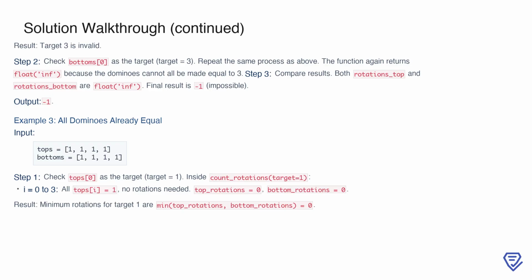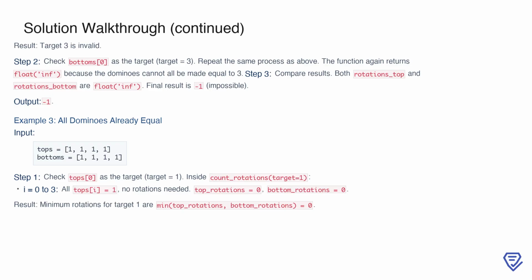At this point, both target candidates have failed, with results of float inf for both rotations_top and rotations_bottom. Since neither target is achievable, the final result is -1, indicating that it is impossible to make all dominoes equal. The output for this example is -1.